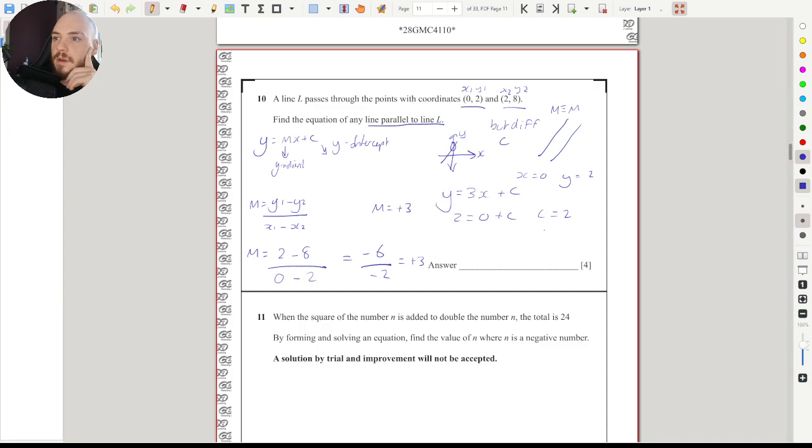but different c. So if our c is 2 for these two points, then we'll choose a different one. Any value of c works because the line must be parallel. Parallel just means that the gradient is the same, so we have the same m value. So I'm just going to be lazy and go y = 3x + 1. It's the same equation, c is just different, and that'll always be the case with lines that are parallel. All right. Hope that explains everything for you.